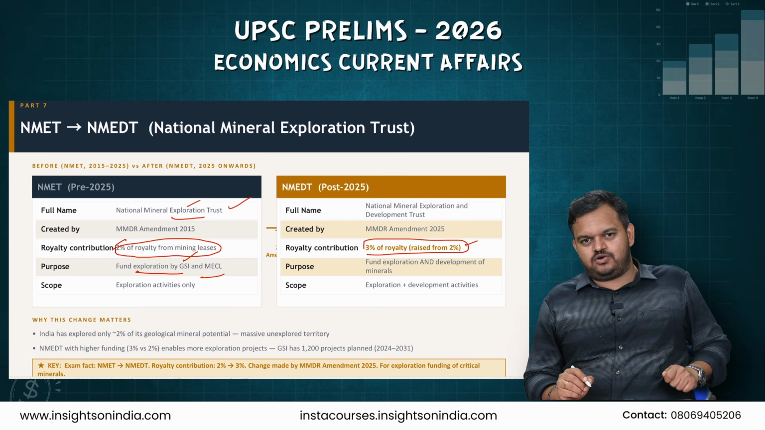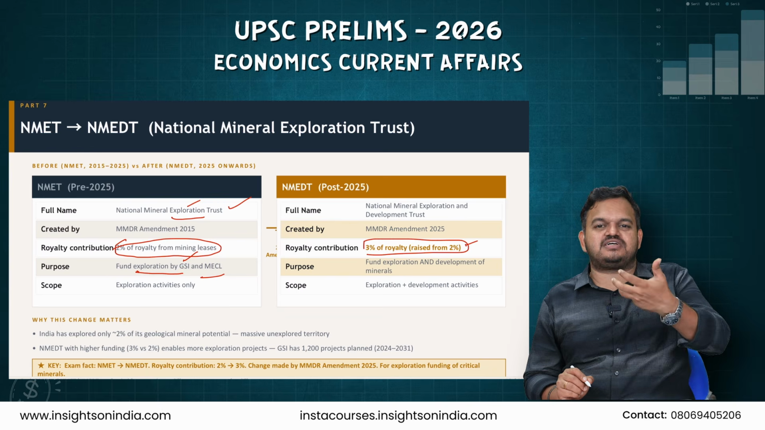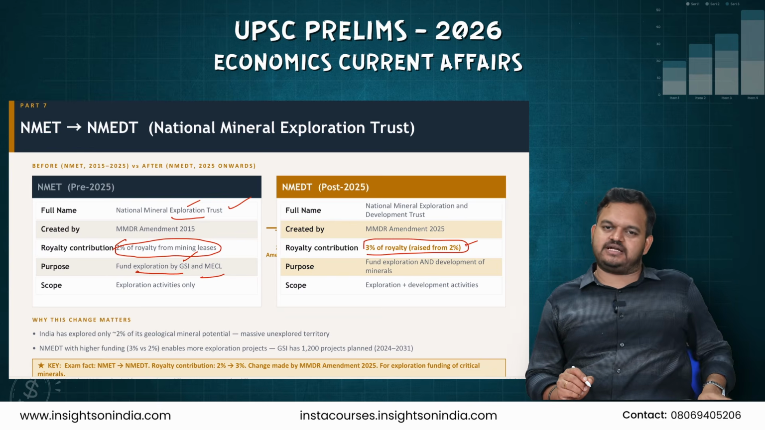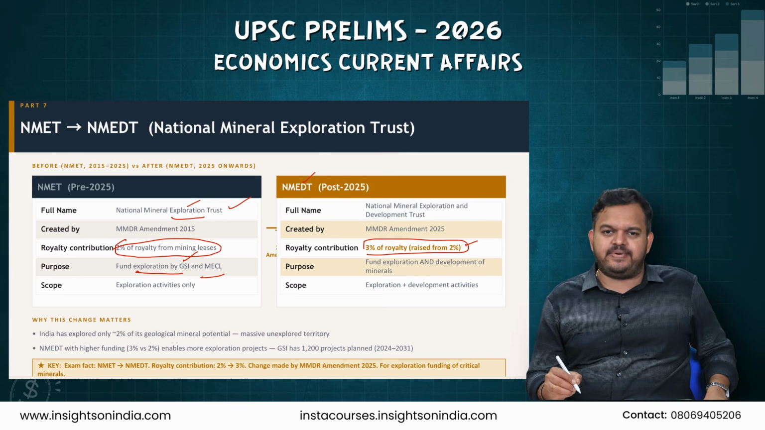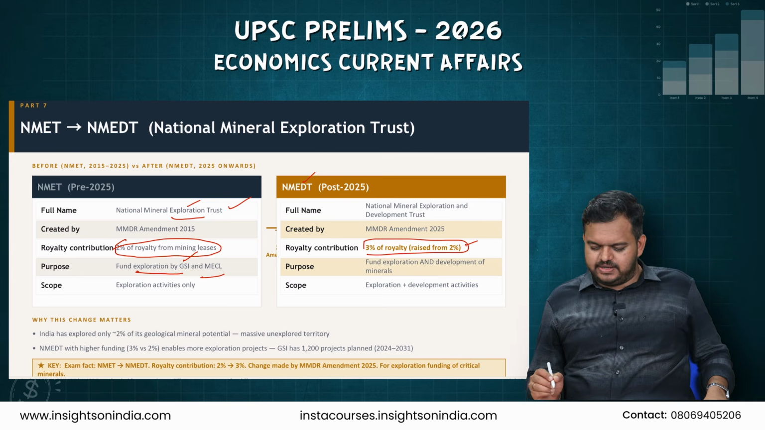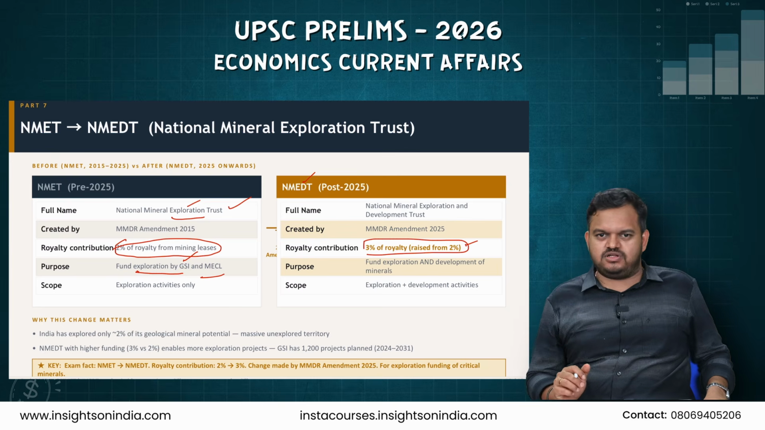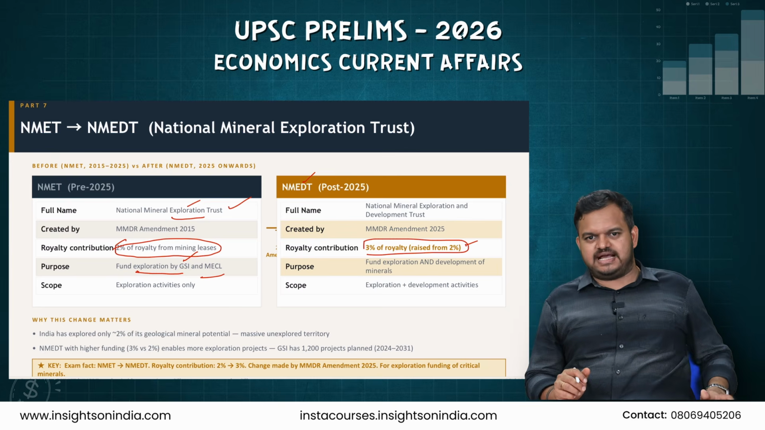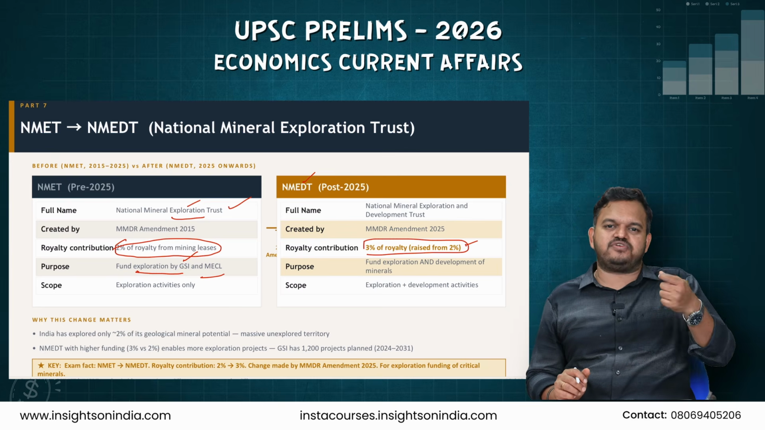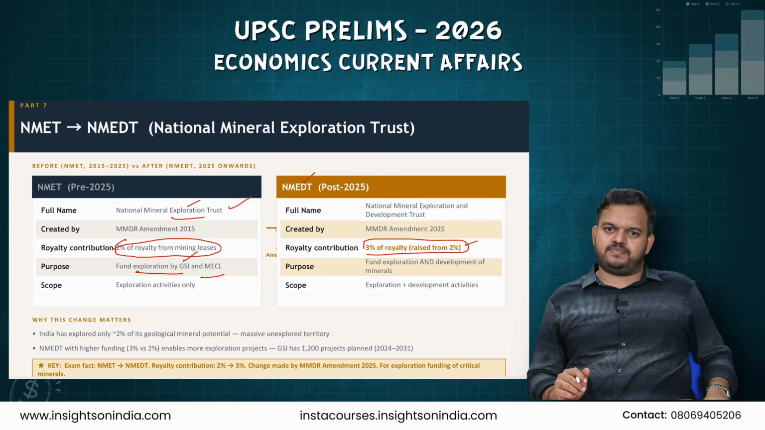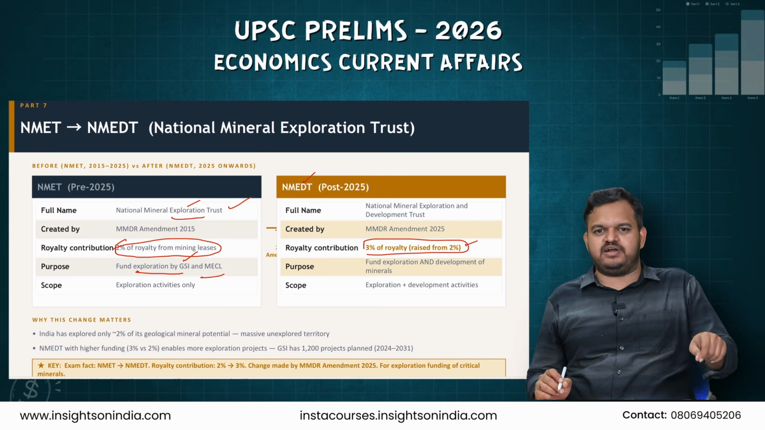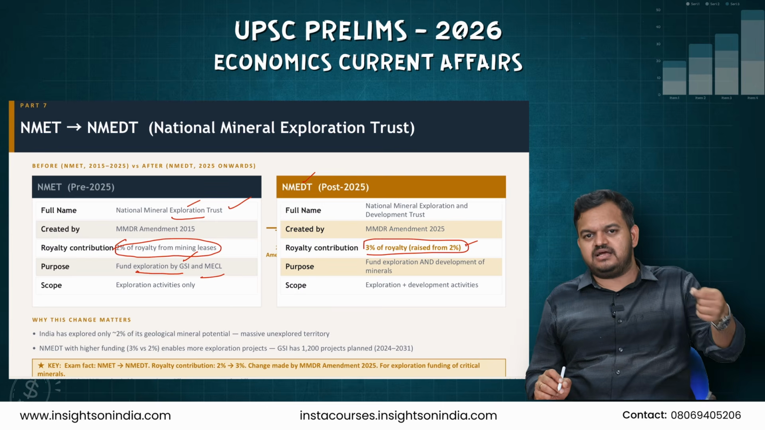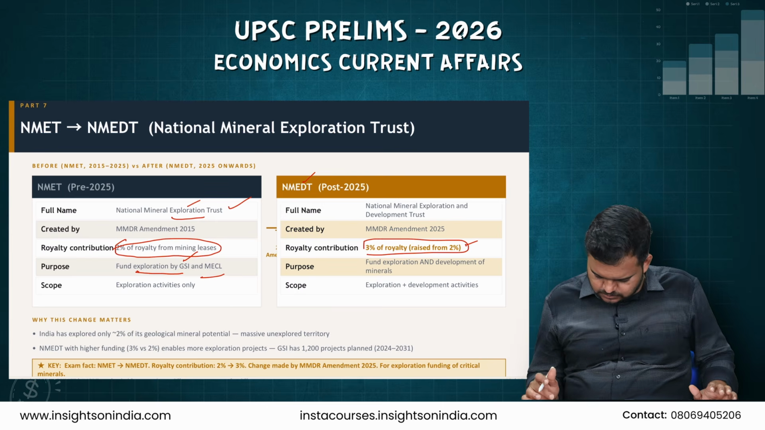They will also fund the technological upgradation required for exploration activities. That is what the term development indicates, right? So they will improve the technological upgradation, as well as build the necessary infrastructure required for exploration purposes. So NMET has been changed to NMEDT in the recent amendment of the MMDR Act, the amendment in 2025, right?